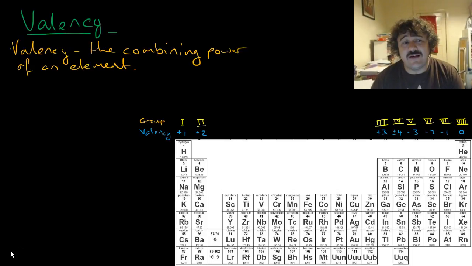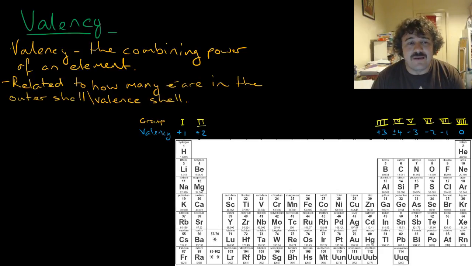Alright, so let's talk about valency and ionic equations. Now, an ionic equation is when we make an ionic compound from two ions, or the reverse, and essentially, valency is how we predict what's going to happen with that. So what is valency? It's defined as the combining power of an element. And basically that means it's related to how many electrons are in the outer shell, or the valence shell.